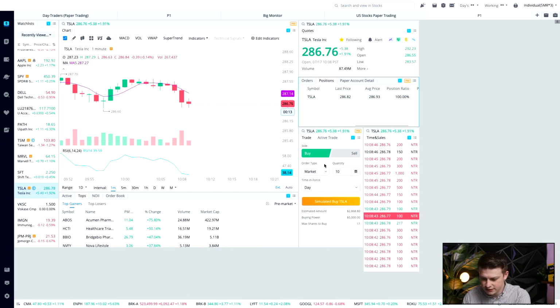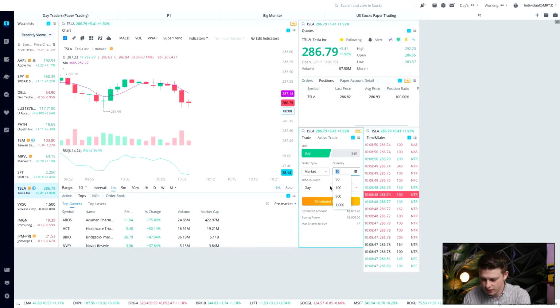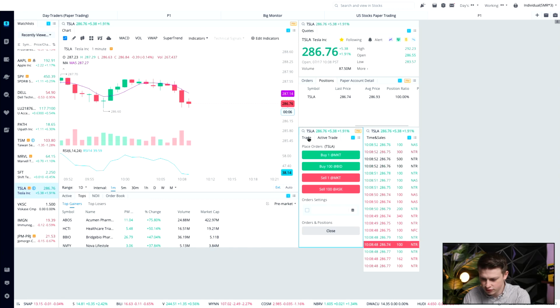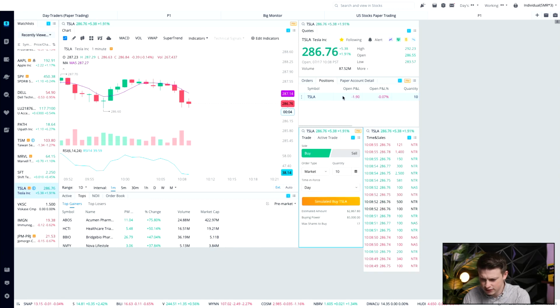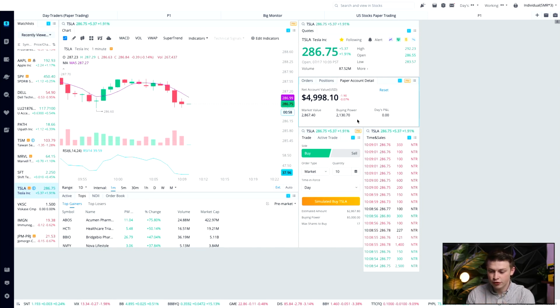Now, if you notice, the buying power changes. So let's go over here. Our buying power should change to reflect that we don't have all our cash in. Yeah. So our buying power, we have $2,130 left, right? That's how easy it is.